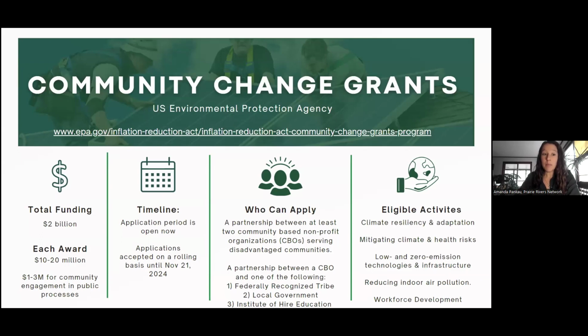So first up, you heard Noor talk about Environmental Protection Network's 6-step guide for applying for the US EPA Community Change Grants. This is a big focus of the TICTACs across the nation. It was a funding opportunity that was just announced for $2 billion from the Inflation Reduction Act for environmental and climate justice activities to benefit disadvantaged communities.